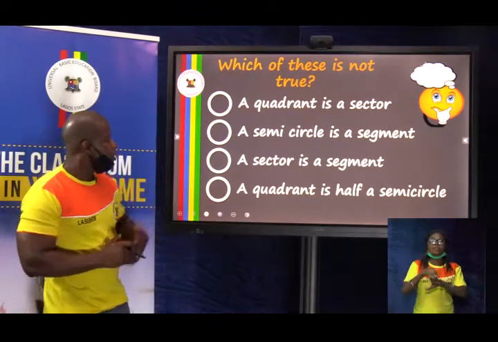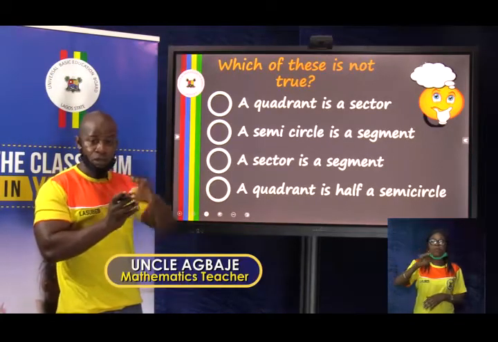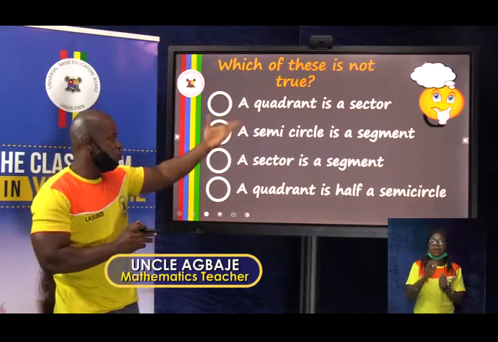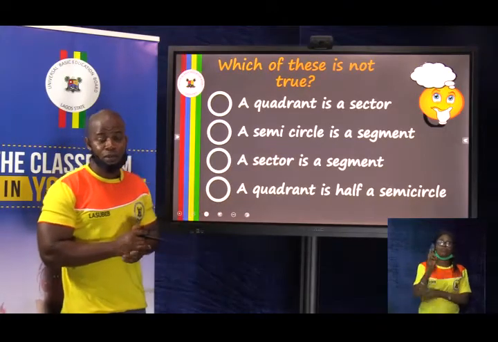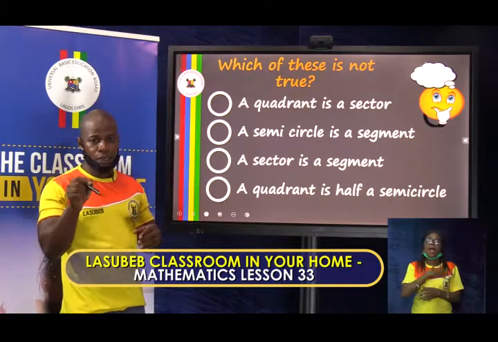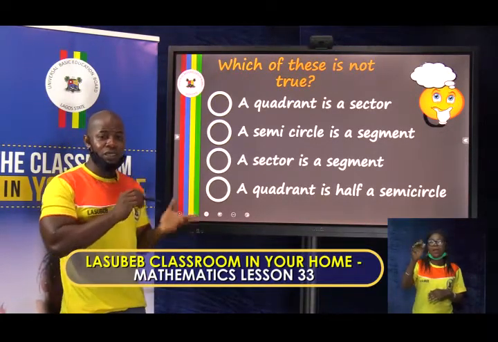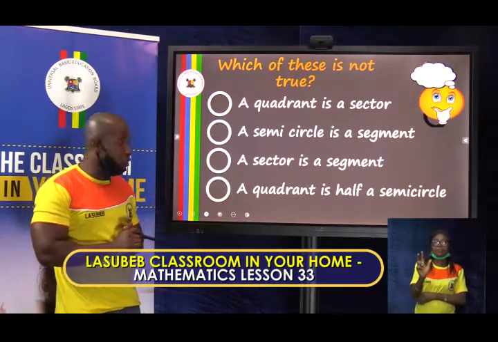Well, let's take a look. A quadrant is a sector because it is bounded by an angle and an arc. And all sectors are bounded by angles and an arc. So a quadrant is a special sector. A semicircle is also a segment because a semicircle is a chord and then an arc. And all segments are chords and arc. It's just that for the semicircle, the chord is a diameter that passes through the center of the circle.